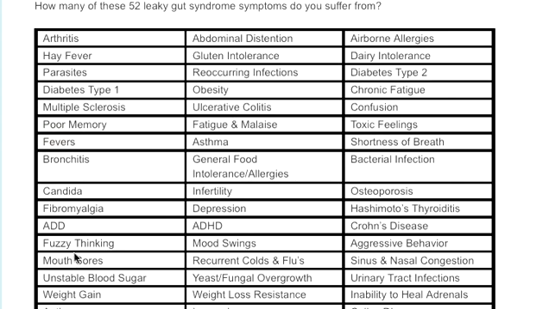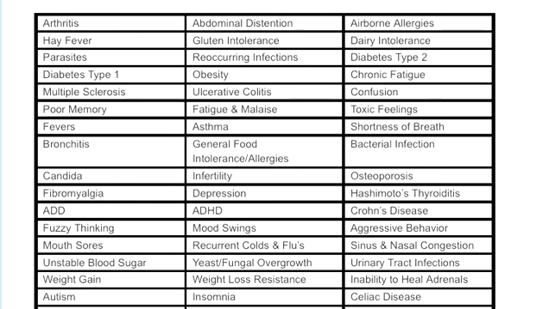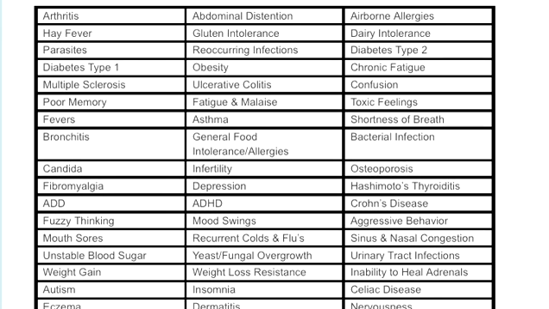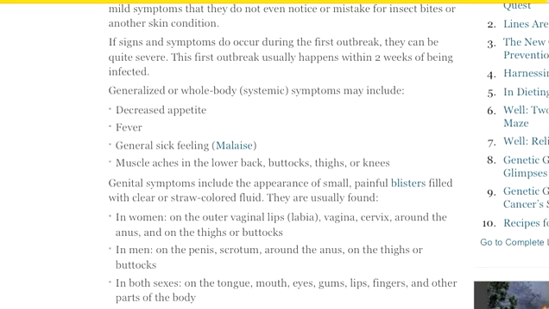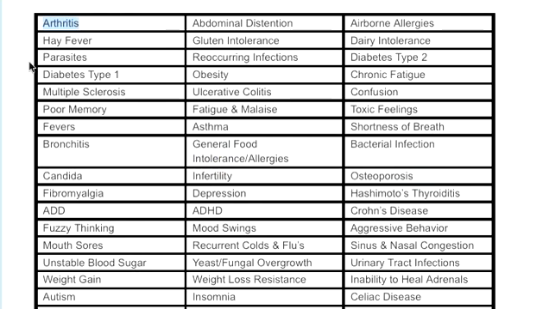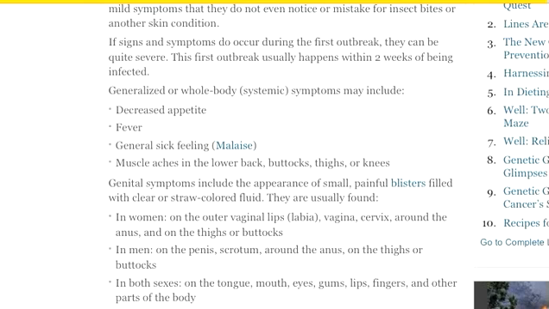I thought I saw something about body pains. Maybe it was another article I was reading. But body pains, well, here's something: arthritis. This one says muscular aches in the lower back, and this one says arthritis, which is a form of body pain.